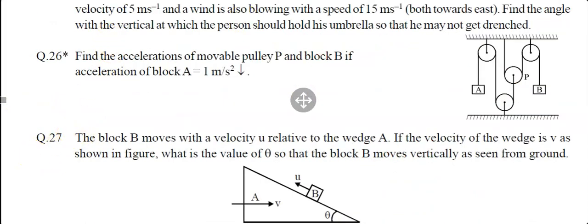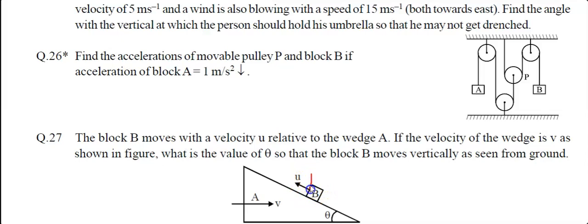Now let's solve this question number 27, which is the last question of this exercise, and this is based on the relative motion, or the constraint motion you can think of. So it says block B moves with velocity u relative to the wedge A, and the wedge is moving with velocity v as shown. Theta is given to you. We need to find the theta value so that it moves vertically with respect to ground. So we can go for the relative motion, and we can think of this.